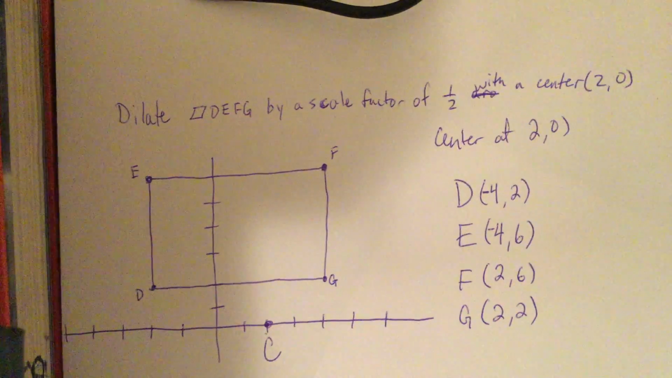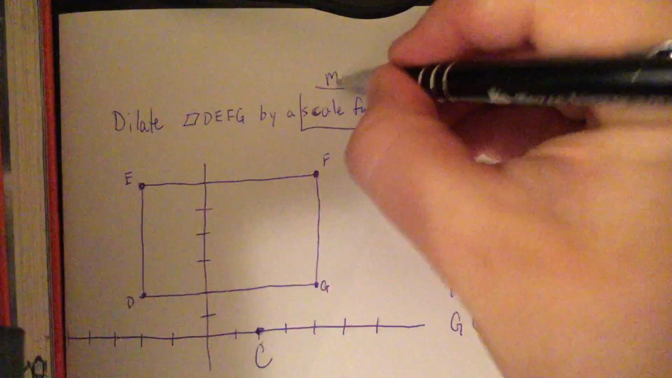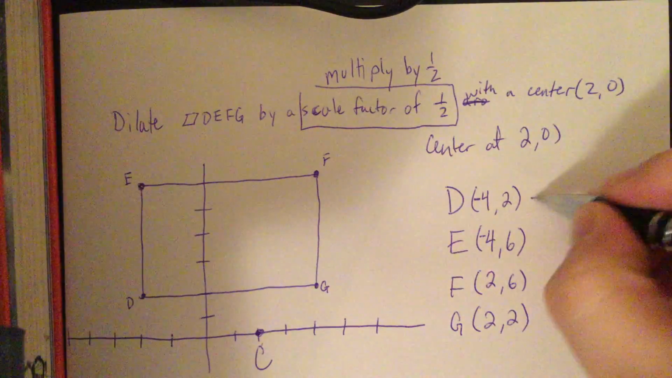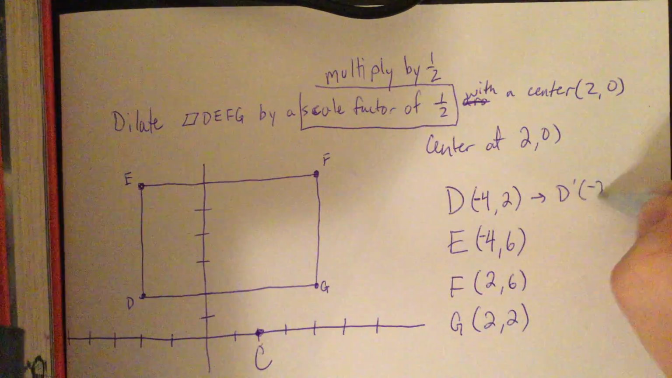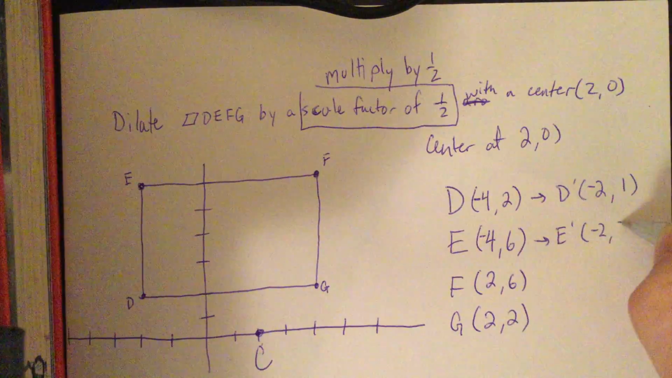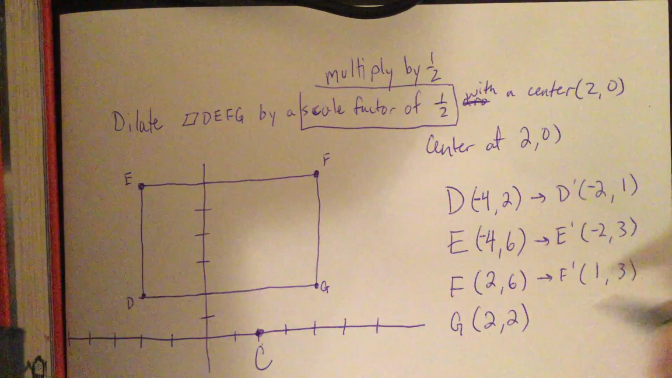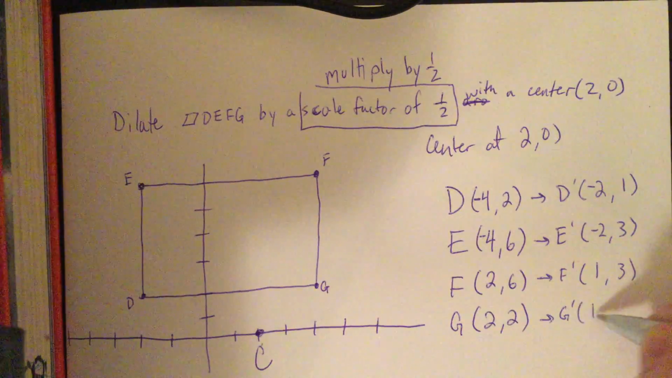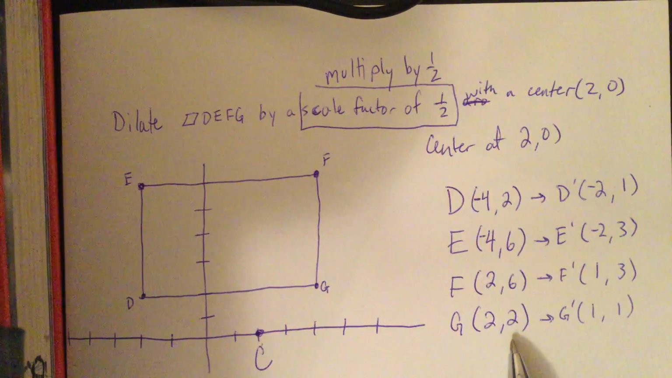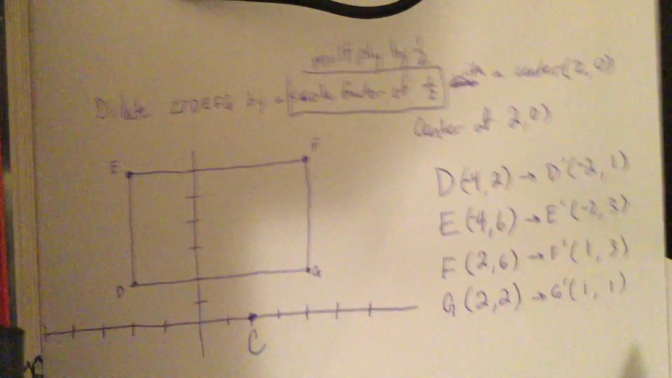Okay? So, our scale factor here, we are told, is 1/2. So multiply by 1/2. So D prime is then going to be negative 2, comma 1. E prime, negative 2, comma 3. F prime, 1, 3. G prime, 1, 1. Okay, notice I multiplied every point, every x, every y by that scale factor of 1/2. So I'm going to go graph those starting at my center of dilation.